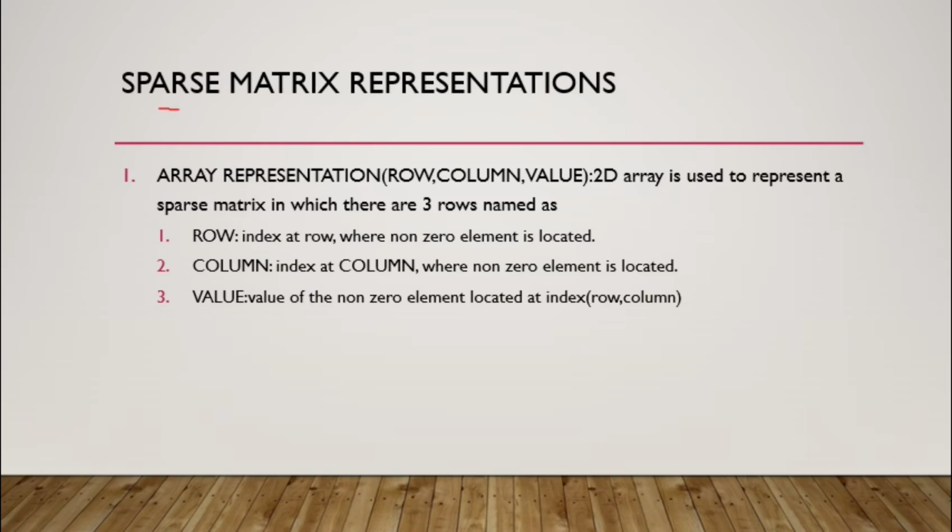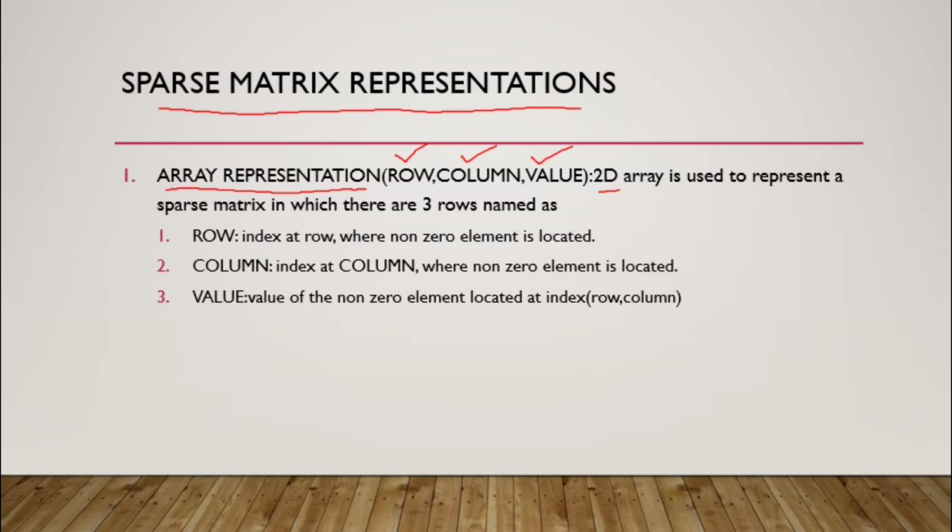In sparse matrix we have two kinds of representation. We can represent a sparse matrix in two ways. One is array representation, and another one is linked list representation. Let us learn about the array representation. In array representation of a sparse matrix, we have only three fields: the first field is the row field, the second is the column field, and the third is the value field.